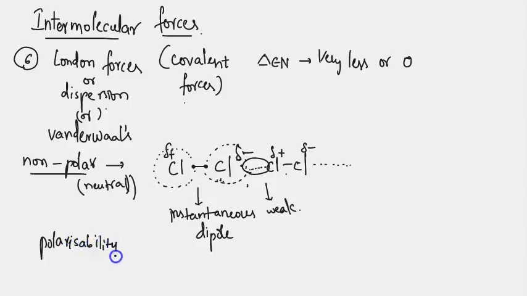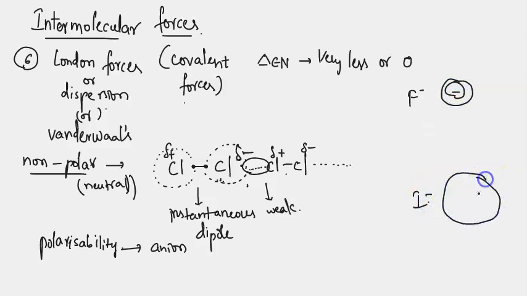Polarizability we mainly check for anions. For example, if we have an F minus anion and an I minus anion, the fluoride anion is small with a negative charge, and the iodide anion is large with a negative charge. Due to its small size, the fluoride anion cannot be polarized; its negative charge cannot be pulled or deformed easily. But for the iodide ion, because of its large size, the negative charge cloud can be easily deformed. That is the polarizability of the anion.